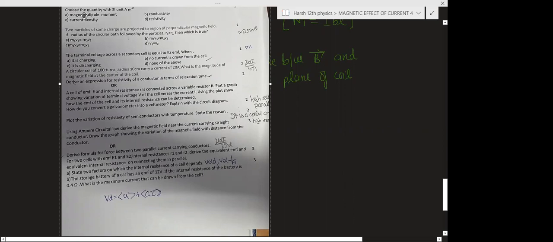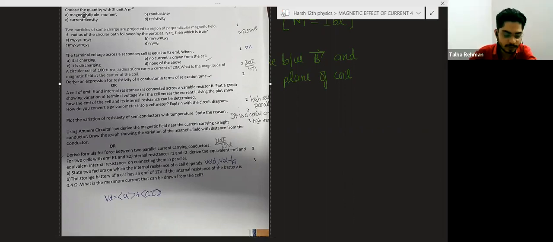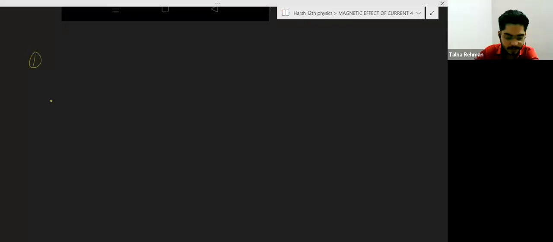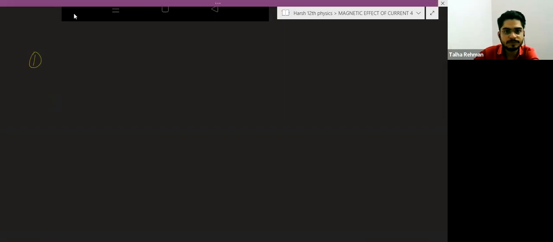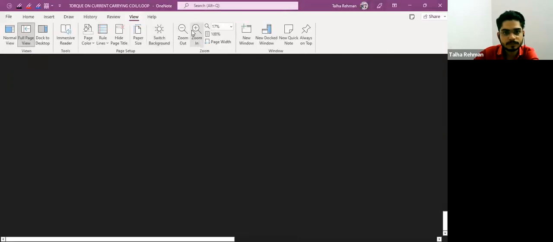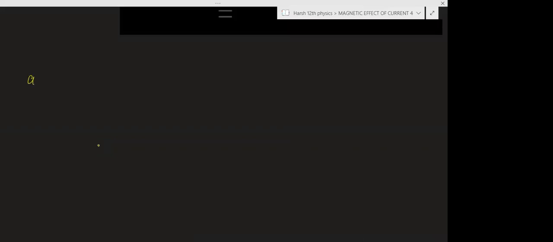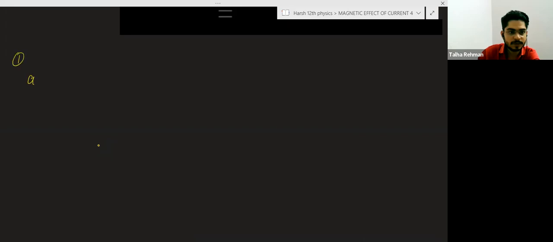So first question is they are saying choose the quantity with SI unit ampere per meter square. Very easy question. Ampere means current, meter square is length squared. Ampere meter square. So the first option, magnetic dipole moment, is given for question number 1.